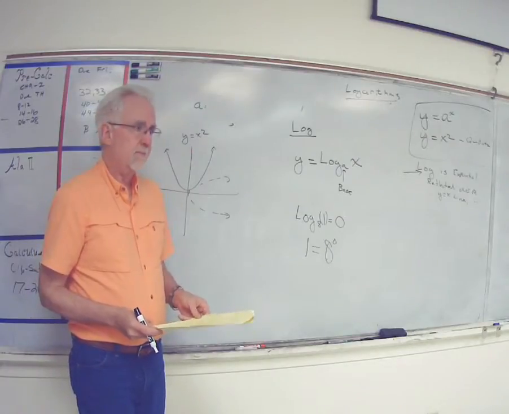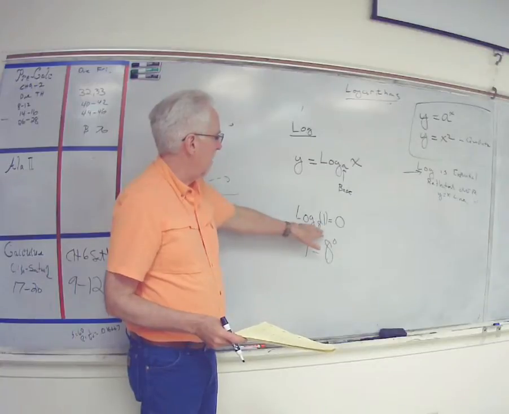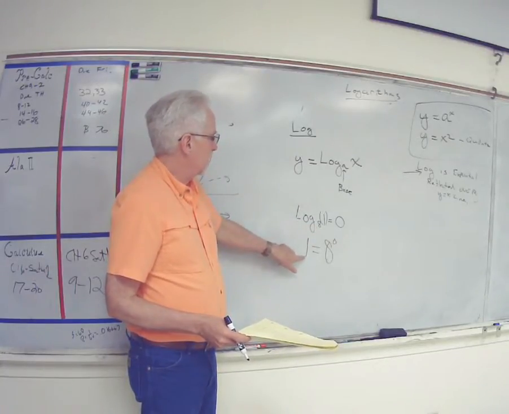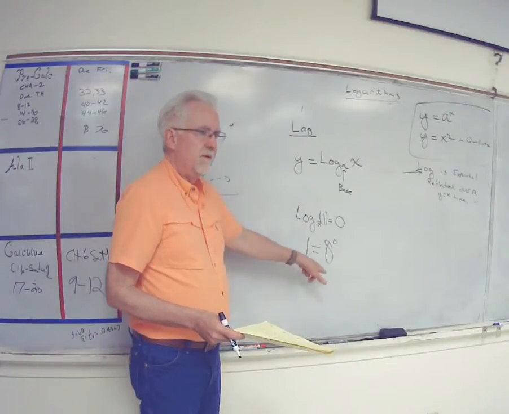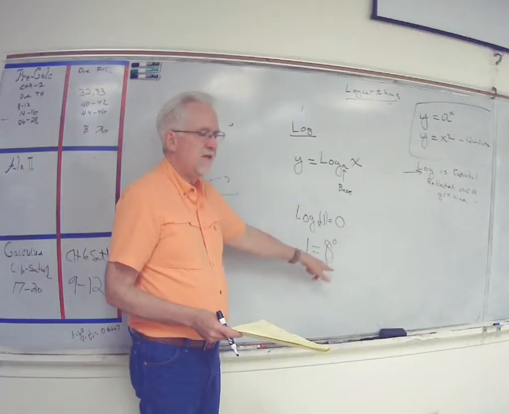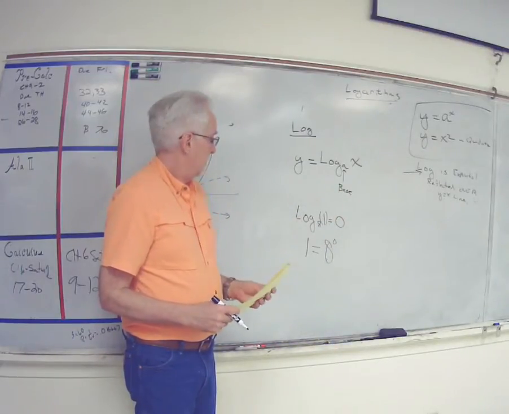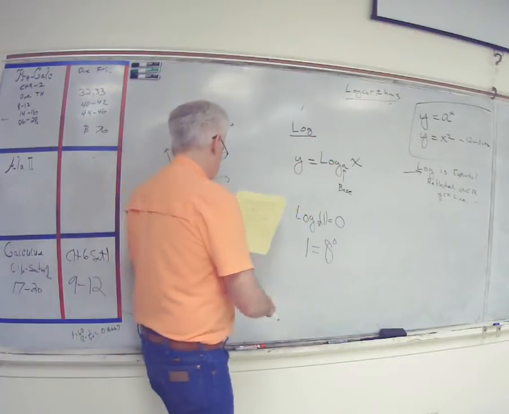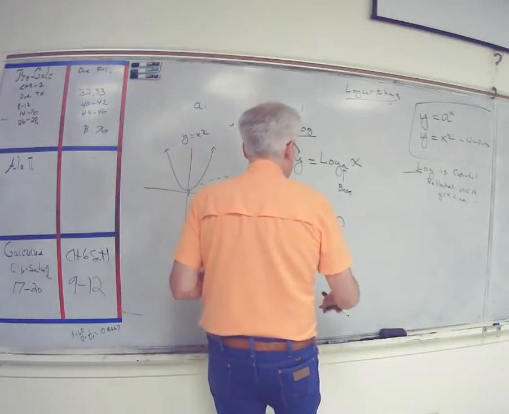Do you see what just happened? If I want to get rid of the log 8, I'm left with what? 1. Where does 8 go? To the other side. What happens to the 0? It becomes a power. So that's 1 equals 1. Well, yeah, so 8 to the 0 is 1. Okay, you see how that works? So this is sort of what you have to see.